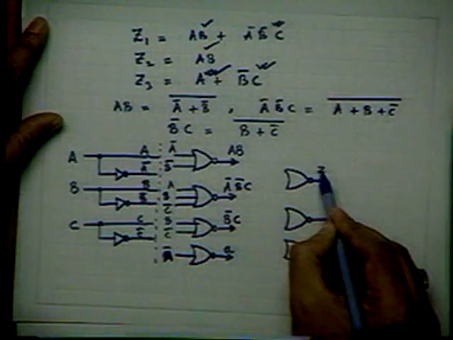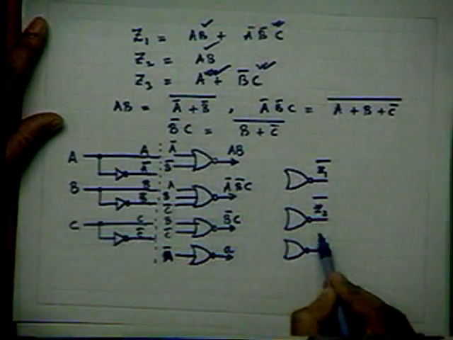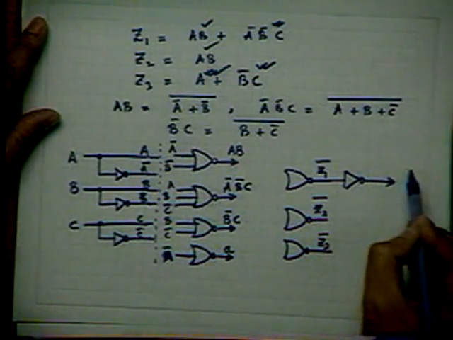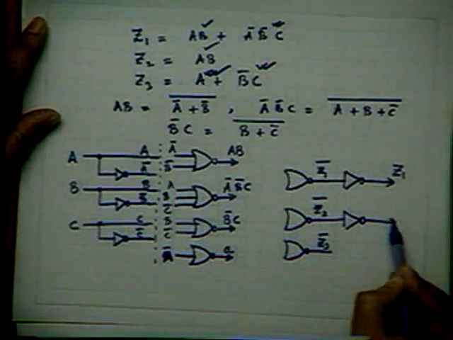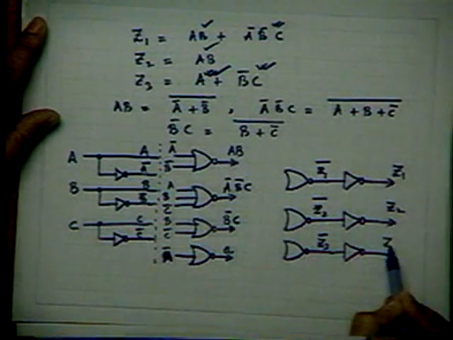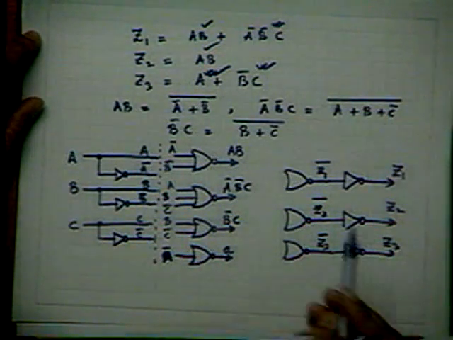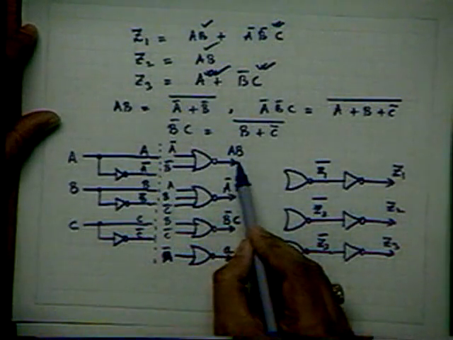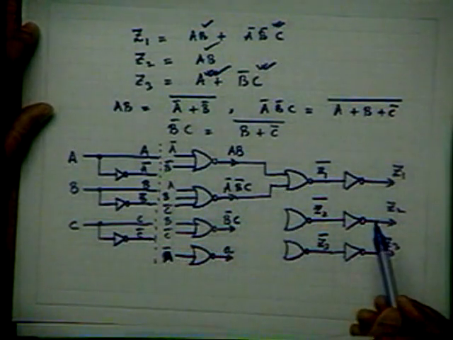I want to produce Z1 bar here, Z2 bar here, and Z3 bar here, so that after the inverter I get here Z1, after the inverter I get here Z2, after the inverter I get here Z3. Alright? And then you simply connect, because this Z1 is nothing but AB plus, therefore you connect this one here and this one. You get this one.